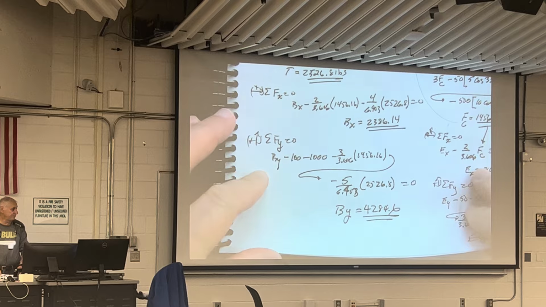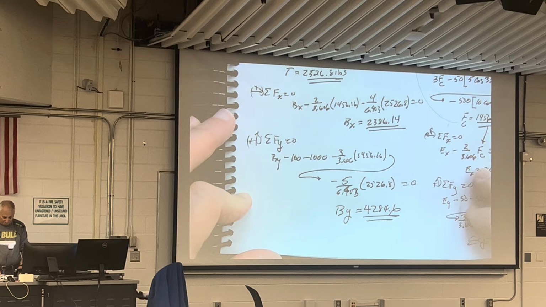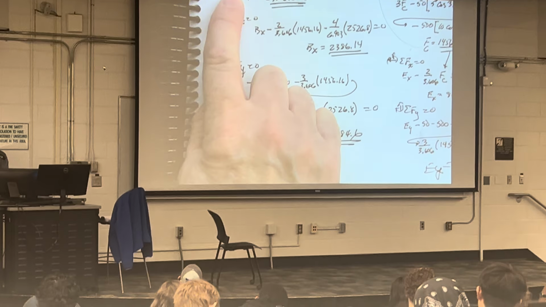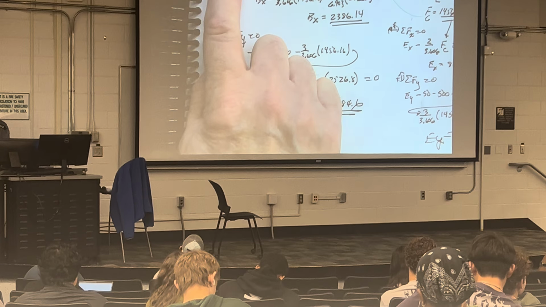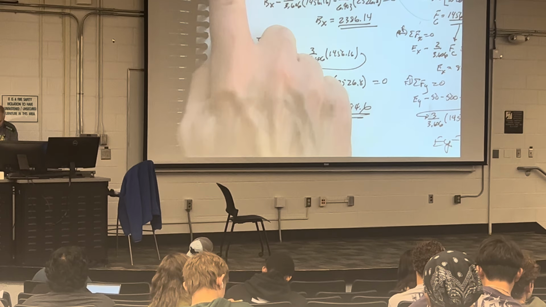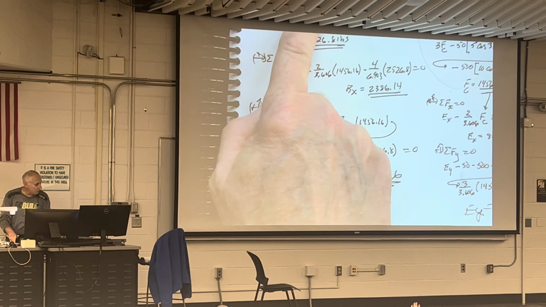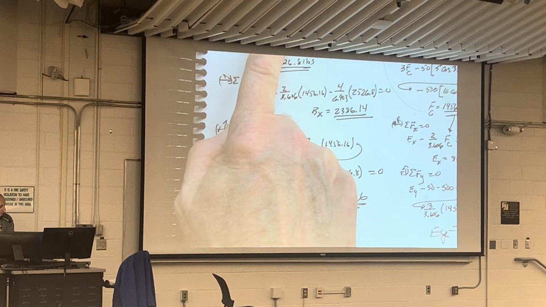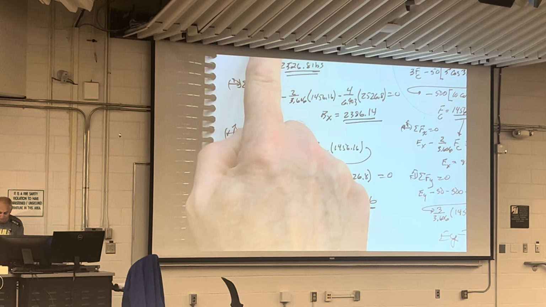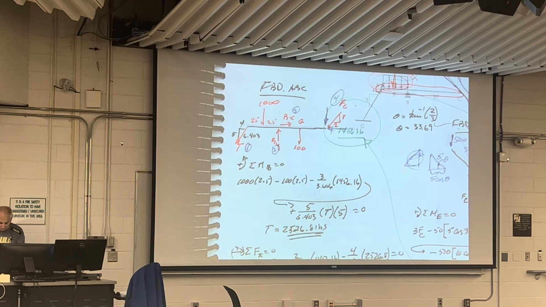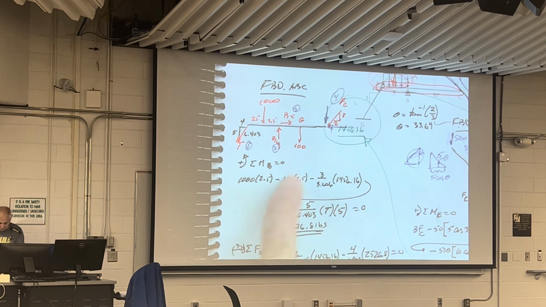Yeah? For the moment about what? Where did I get what? Negative 1,000. I got 1,000 times 2.5 minus 400 times 2. Where's the negative? What are you talking about? It's 100. That's the weight.